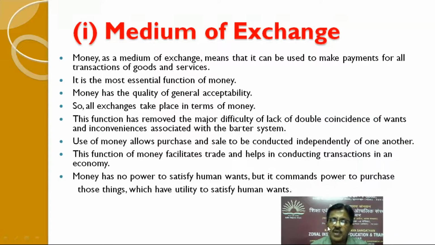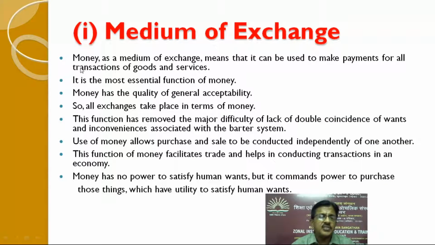So the first primary function is medium of exchange. Money as a medium of exchange means that it can be used to make payments for all transactions of goods and services. It is the most essential function of money. That is, medium of exchange is the most essential function of money. Money has the quality of general acceptability. So all exchanges take place in terms of money.